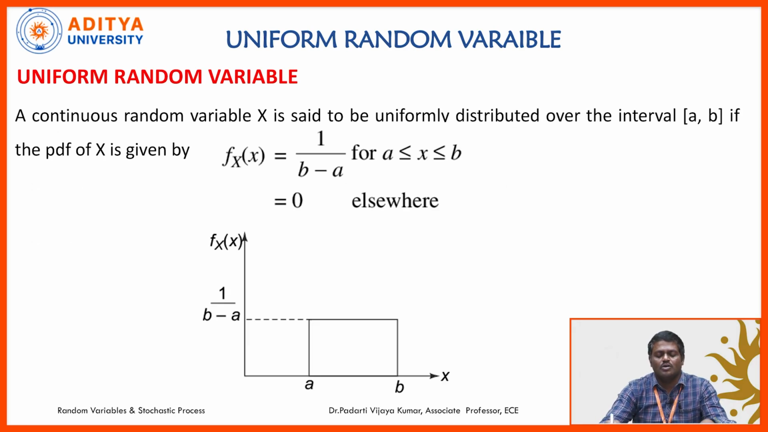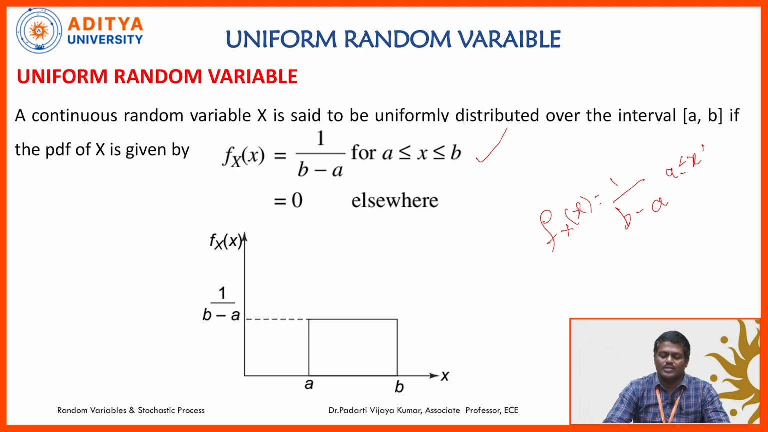Coming to the definition of uniform random variable, a random variable is said to be a uniform random variable if it follows a density function like this: fx of x is equal to 1 by b minus a for a less than x less than b, and it is equal to 0 otherwise. When it comes to the plot, it will look something like this. Any plot similar to this, we can assume the random variable to be a uniform random variable.